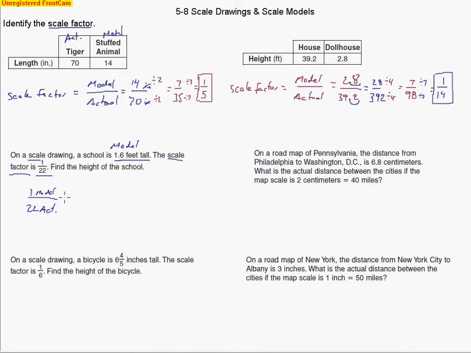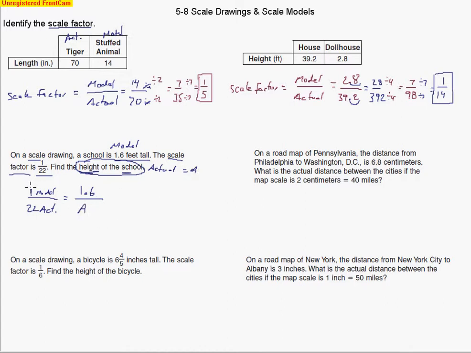Pretty much that's what we're going to do over here as well. We're going to put the model on top. The model is this 1.6. What they're asking for is the height of the school. We don't know the height of the school, so we're going to call this height of school, which is our actual, equal to A. So there's my number that I'm trying to find.